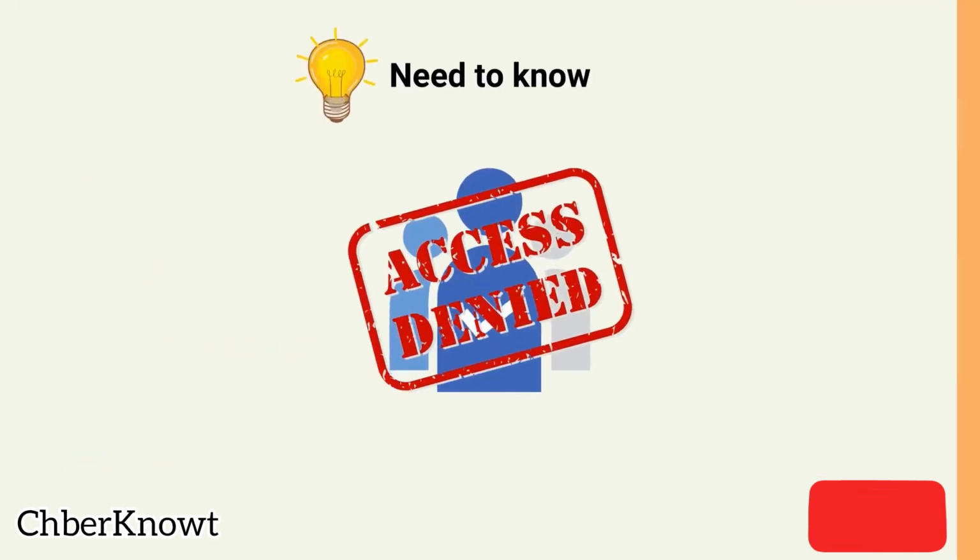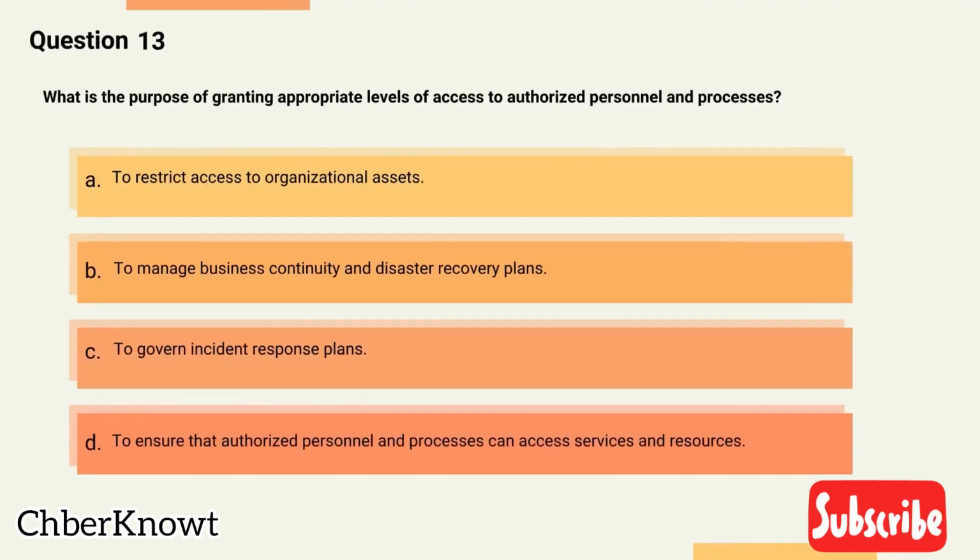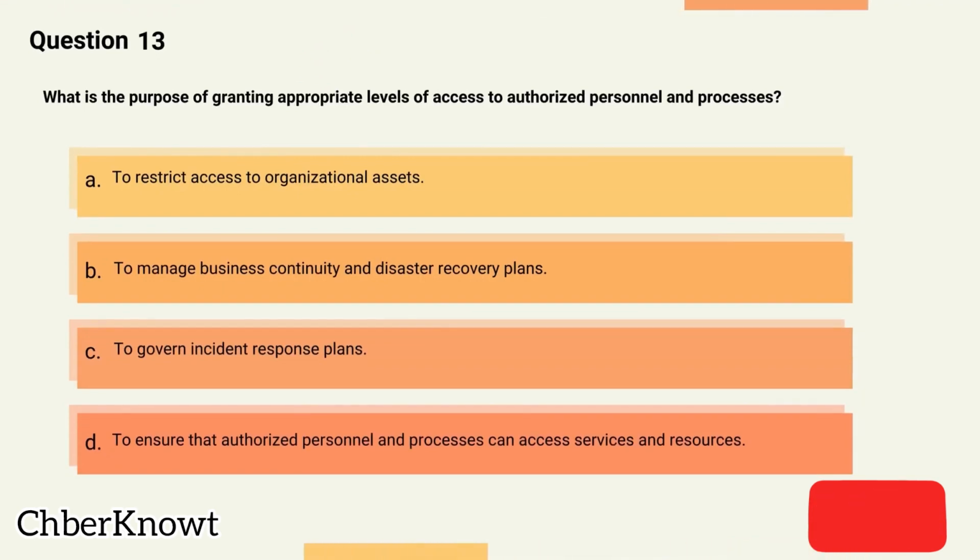Explanation. Access rules are a fundamental component of access control, which is the process of granting or denying access to a resource or system. An access rule typically consists of one or more conditions or attributes that are used to determine whether a particular user or entity is authorized to access a particular resource or system. Question 13. What is the purpose of granting appropriate levels of access to authorized personnel and processes?